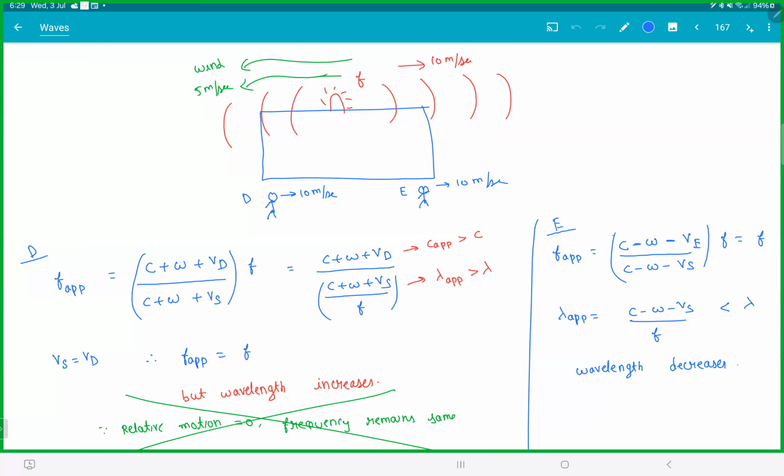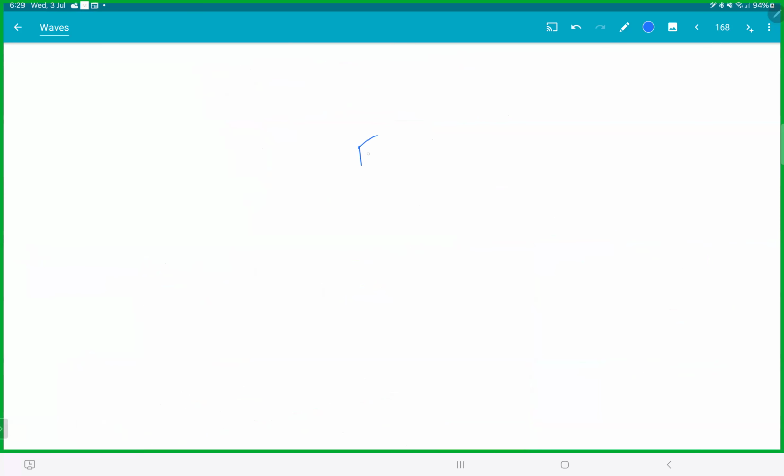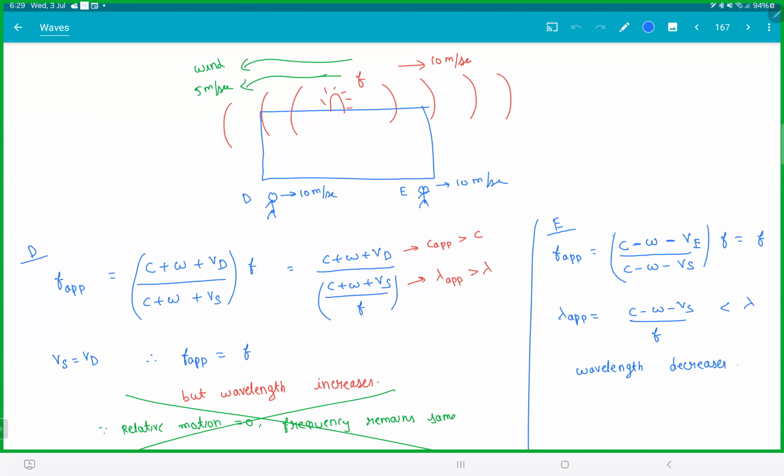So idea is simple. If this is your source, and if the source is going this way, the waves in the front will get clustered, the waves at the back will get spread out. I don't care what the observer is doing. Let the observer run left, right, let the observer dance here, it doesn't matter. Wavelength depends only on the source's velocity. Is that clear? That's it. So wavelength has nothing to do with the observer's velocity. Any doubts on Doppler part, please ask me. That would be a pretty good question.